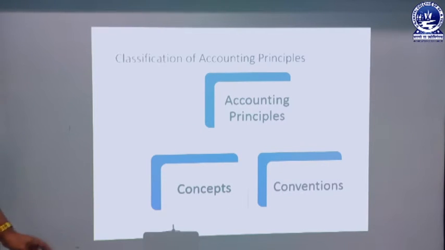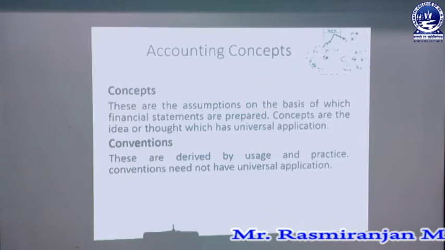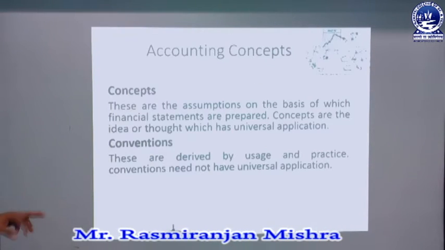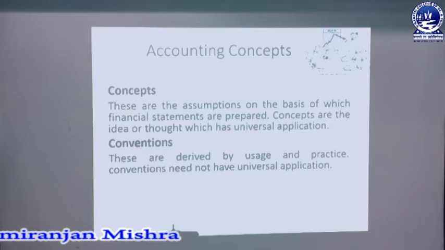Accounting principle is divided into two parts. One is concept, second one is convention. So we will discuss what is accounting concept and what are the various accounting concepts, then what is accounting convention and what are the various accounting conventions. So first we will discuss what is concept and convention. Concept means these are the assumptions on the basis of which financial statements are prepared. Concepts are the ideas or thoughts which are of universal application.